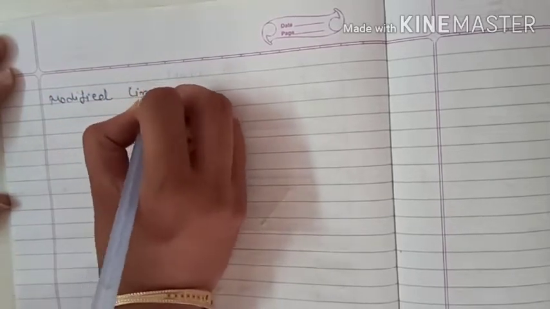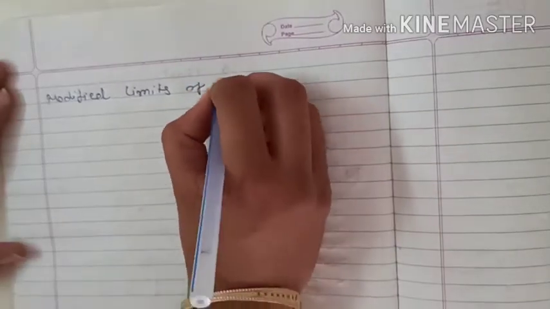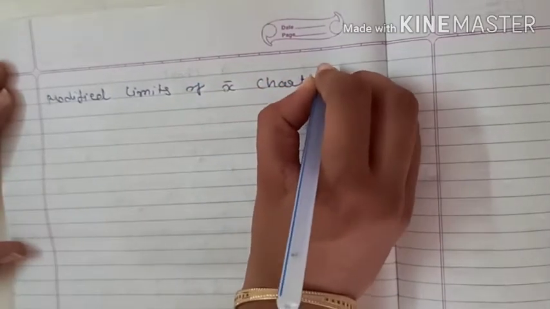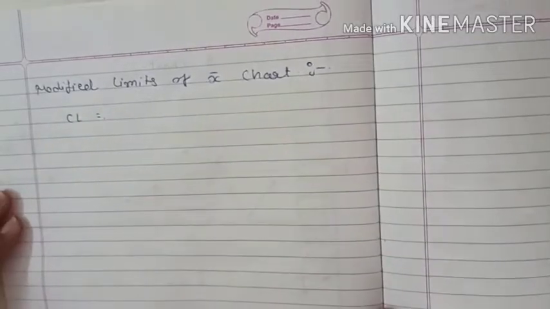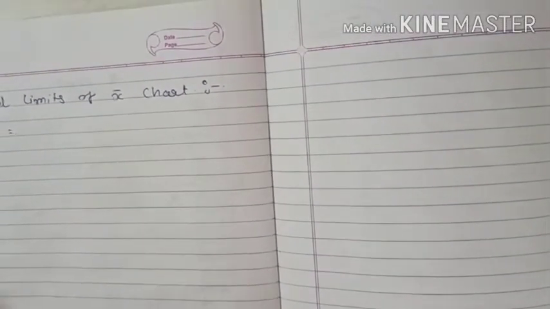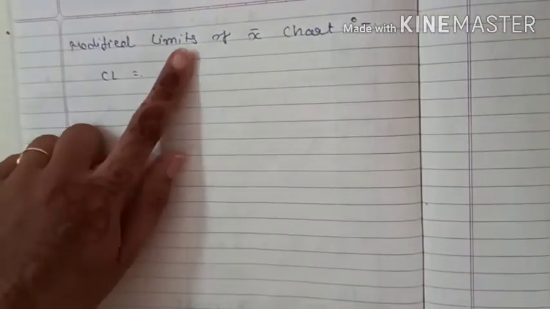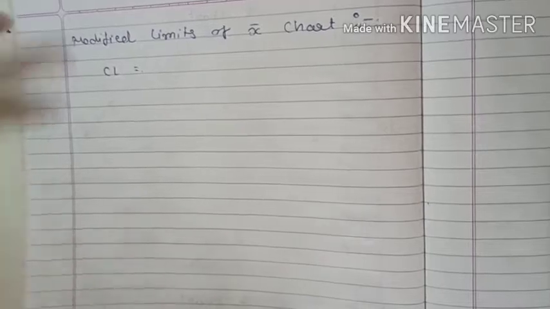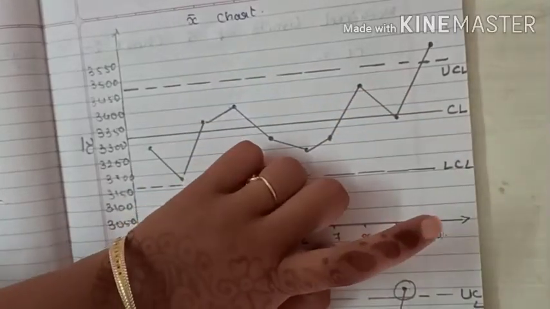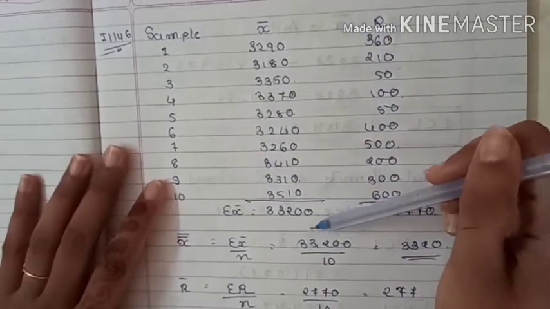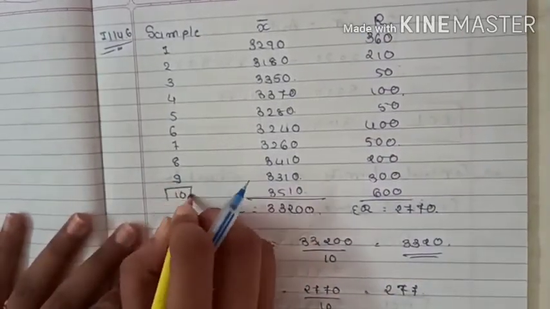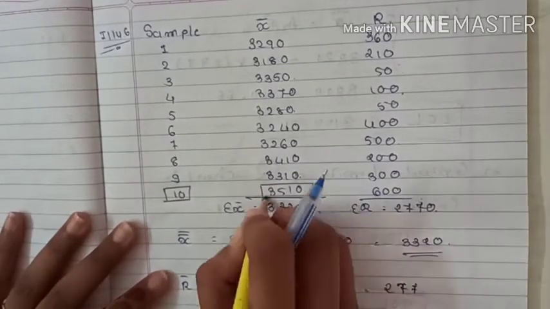Modified limits of X bar chart. For the central line, we have to modify the limits. Before we start modifying the limit, we have to identify which sample is out of control. So in the X bar chart, at point number 10, there is an out of control. So we cancel point number 10. So we are removing sample number 10.